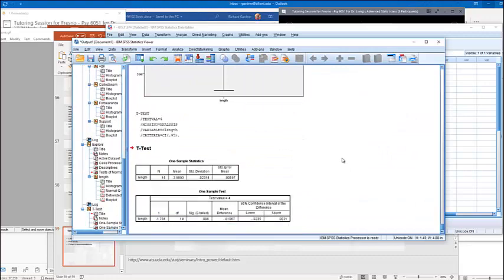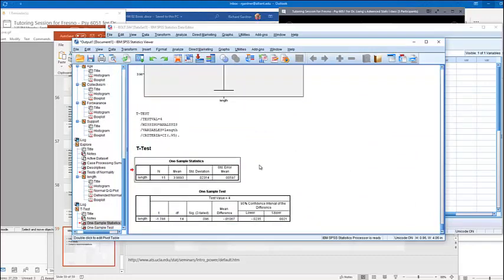So here are your t-test results. Again, the first box is just descriptive statistics: the number, the mean, the standard deviation, the standard error. So standard error: if I took the square root of 15 and used that to divide the standard deviation by, I would get that number. That's how you get standard error.